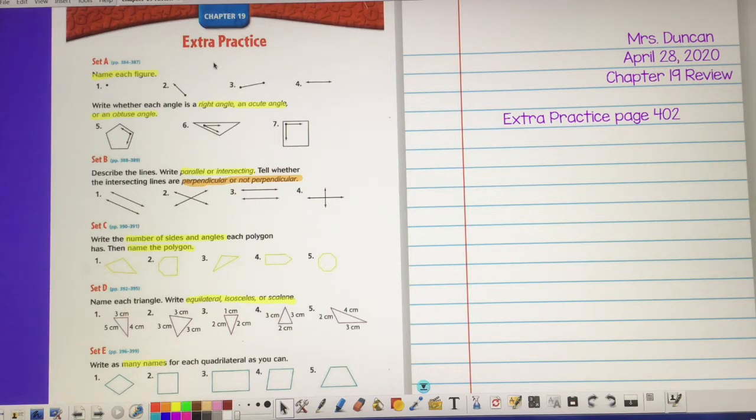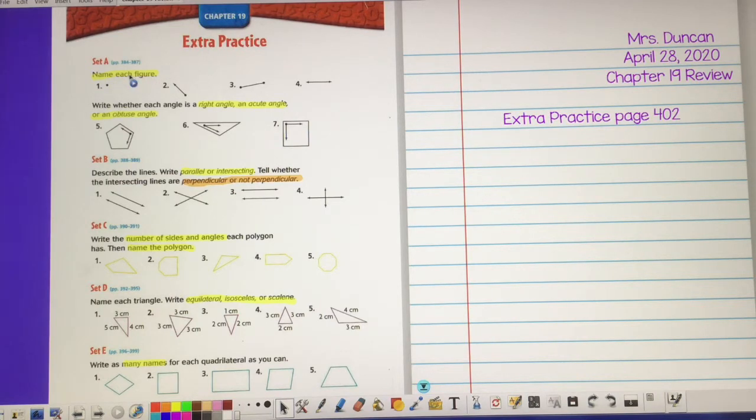I'm going to go through set A, B, C, D, and E and do one problem from each one to show you how to do it and where to look back in the book to find the information. But you need to make sure you complete all of the problems on this page. Okay, so set A, we have 1 through 4, and we're going to name each figure.